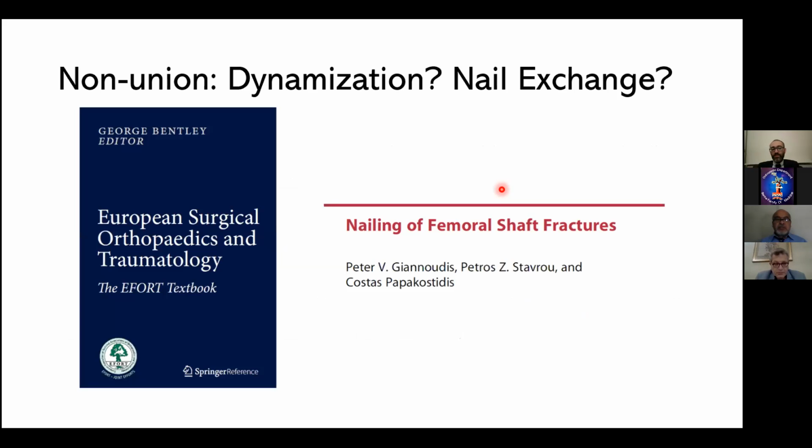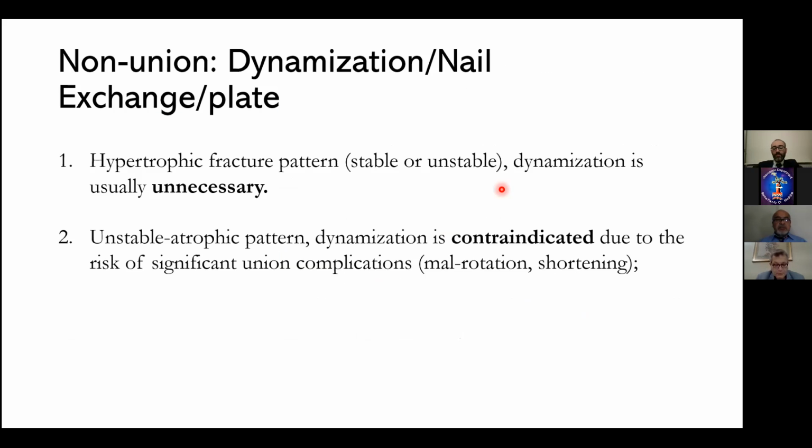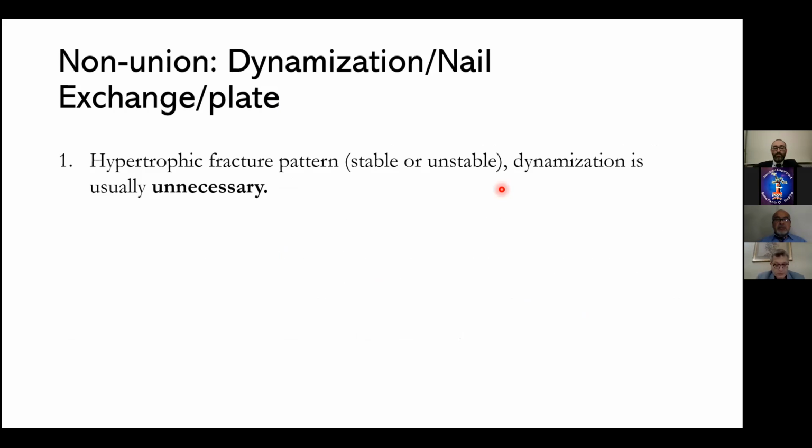Let's dig deeper. This textbook is from EFORT, the European Surgical Orthopaedics and Traumatology, and in the 2014 version they have this nice classification of this complex situation. If you have a hypertrophic fracture pattern, a fracture which is a delayed union but hypertrophic, whether it's stable or not, comminuted or not, a wedge fracture, or there is a gap, whatever, dynamization is unnecessary. Why? Because hypertrophic is a problem of mechanics. If you do dynamization, you add more instability. So simply don't do it. It won't add anything. It might just increase the instability.